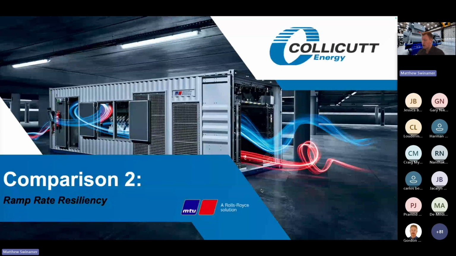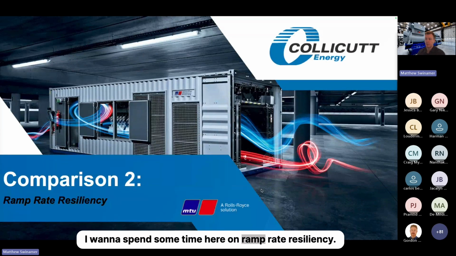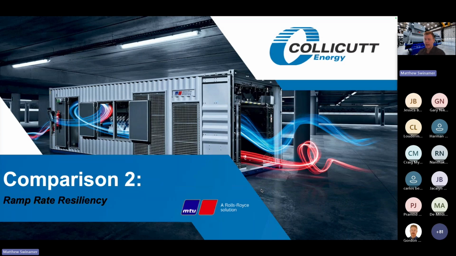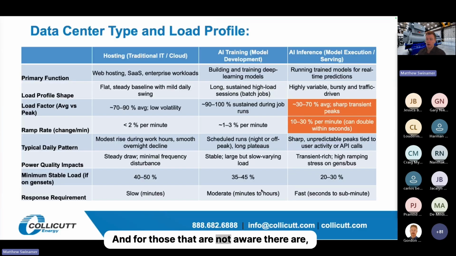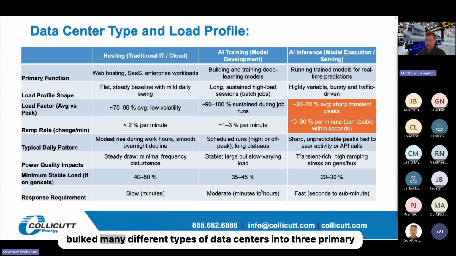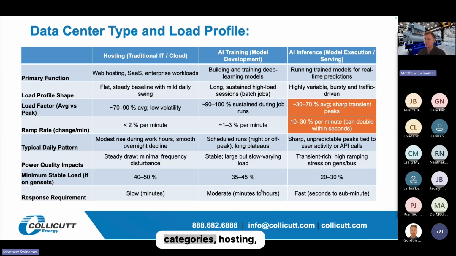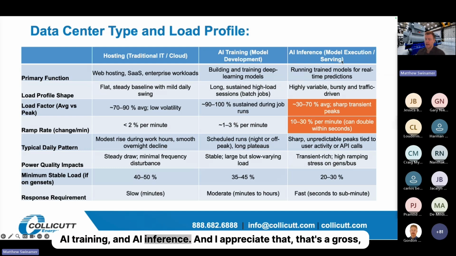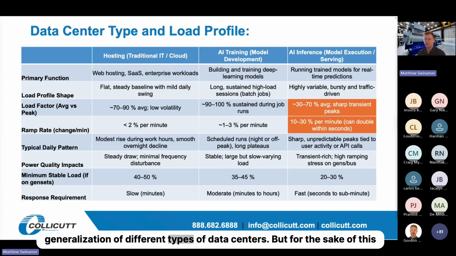Okay, I want to spend some time here on ramp rate resiliency. And for those that are not aware, and for the data center people on the call, I have bulked many different types of data centers into three primary categories: hosting, AI training, and AI inference. And I appreciate that that's a gross generalization of different types of data centers.